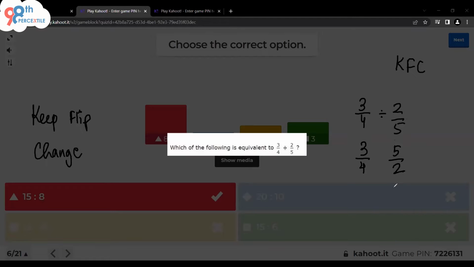I am too much involved in KFC right now. So even the 5 is kind of looking like f to me.